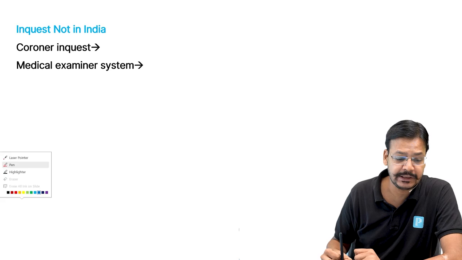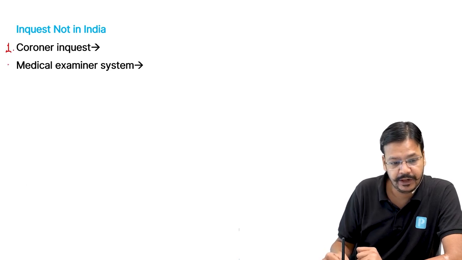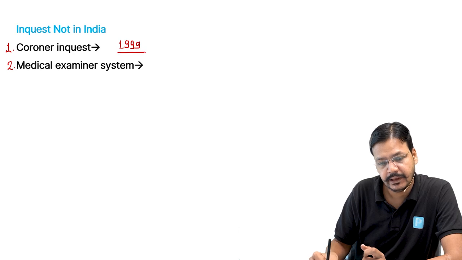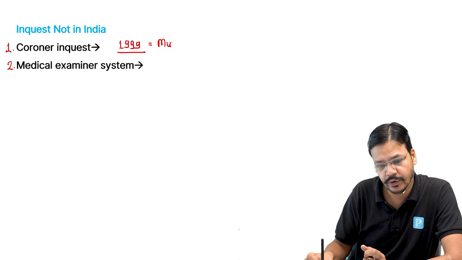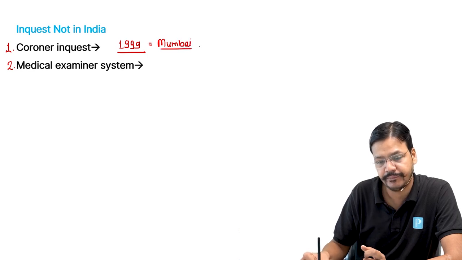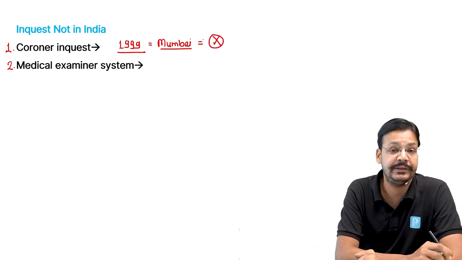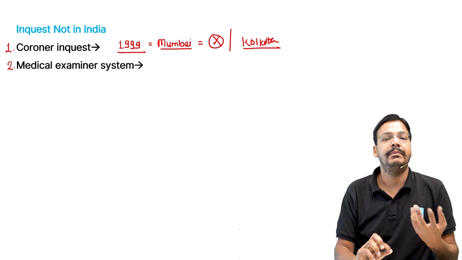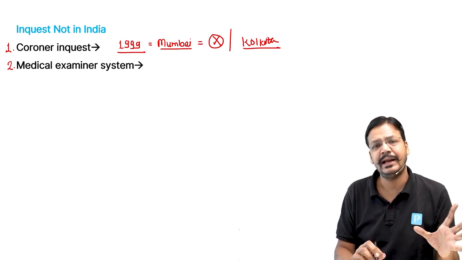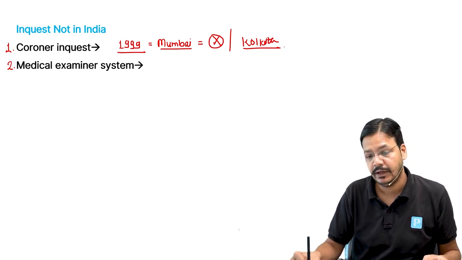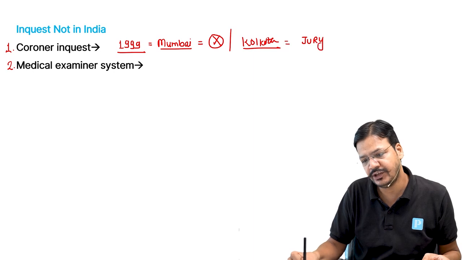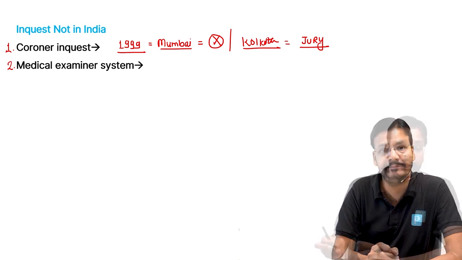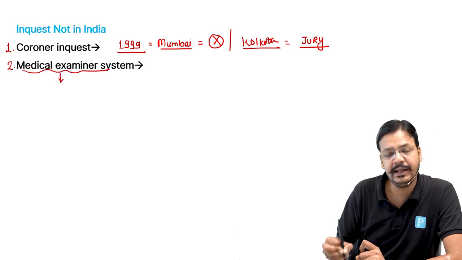Now, the inquests not present in India. Number 1, coroner. Number 2, medical examiner. The coroner inquest was present till 1999, and it was only in one city, Mumbai. But now it is not present. Before Mumbai, it was in Kolkata. That's a different issue. But now the coroner inquest is no more in India. Till 1999 it was there, and now it's abolished. This inquest system was based on the jury system. But sir, if it is not present, no need to discuss this. Now the second which is not present in India is the medical examiner system.